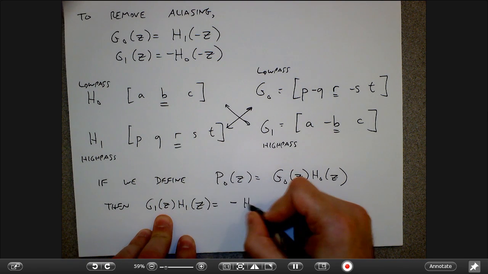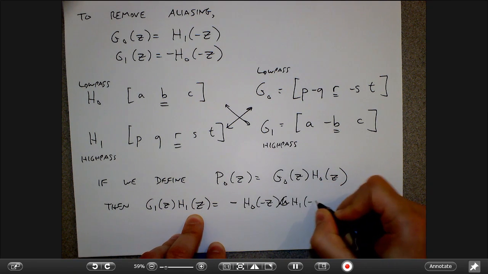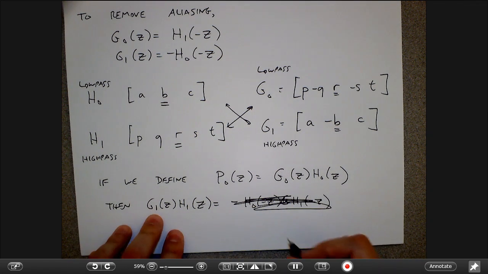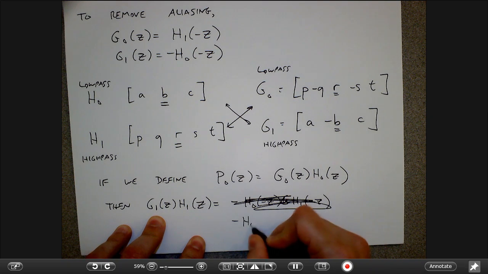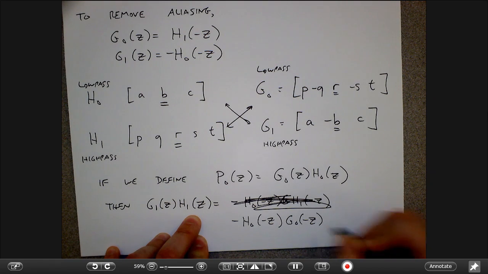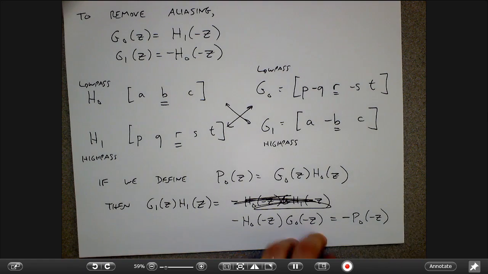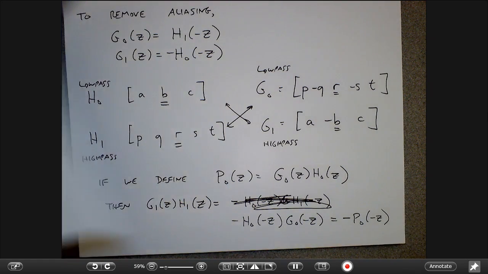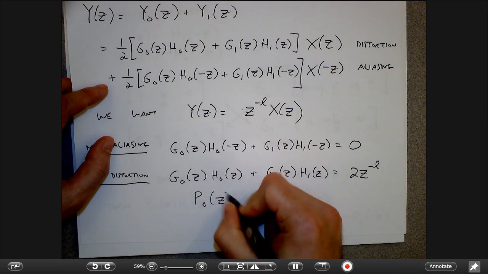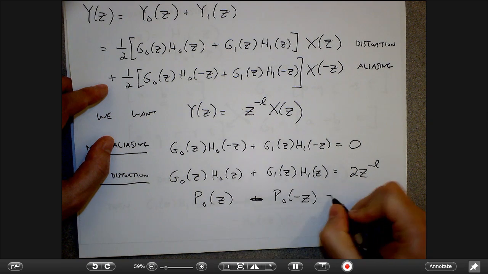This would be minus H0 of minus Z. Oh, wait a second. What I mean to say is this would be minus H0 of minus Z. This would be G0 of minus Z. And so this whole thing would be minus P0 of minus Z. And so what I can do is I can write my no distortion condition by saying this is like P0 of Z, and this is like P0 of minus Z.